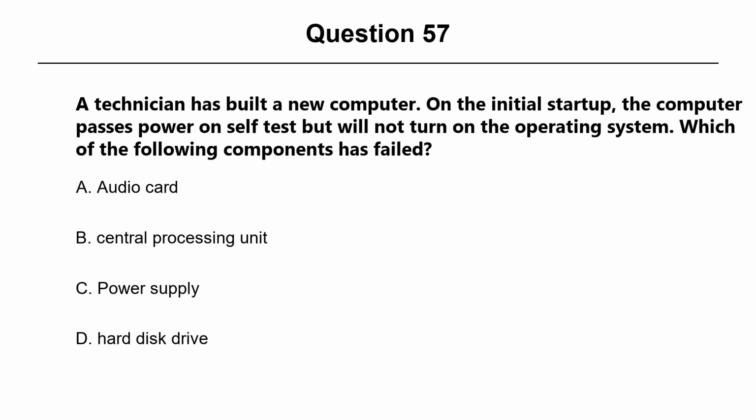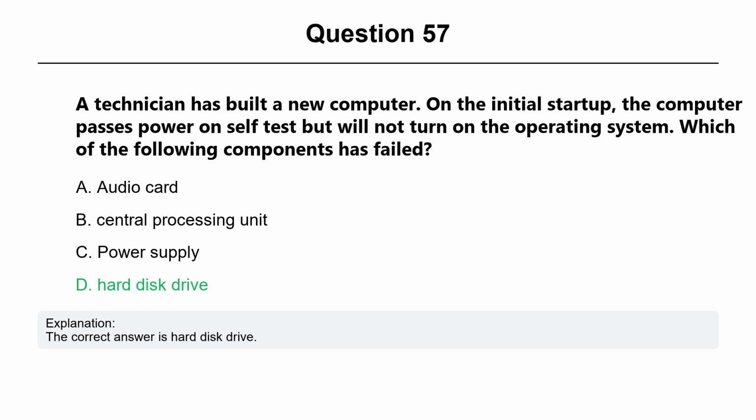Question 57. A technician has built a new computer. On the initial startup, the computer passes power on self-test but will not turn on the operating system. Which of the following components has failed? Option A, audio card. Option B, central processing unit. Option C, power supply. Option D, hard disk drive. The correct answer is option D, hard disk drive.